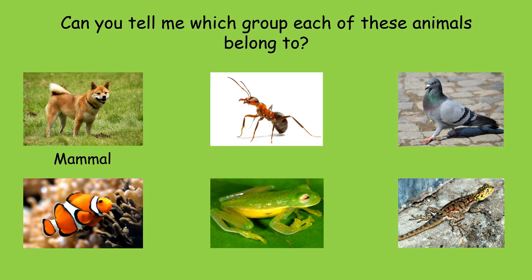That's a mammal. Of course, it's a husky, a type of dog. Then, of course, we've got an ant, which is an insect. A pigeon, which is a bird. A beautiful, beautiful clownfish or Nemo as a fish. Of course, a frog, which is an amphibian. And lastly, a lizard, which is a reptile.